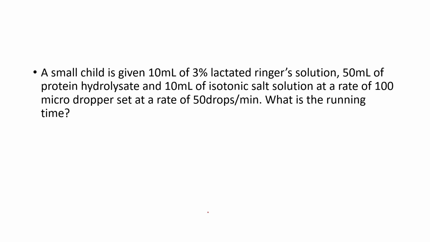Next, a small child is given 10 ml of 3% lactated Ringer solution, 50 ml protein hydrolysate, and 10 ml of isotonic salt solution using a microdrop set at a rate of 50 drops per minute. What is the running time?